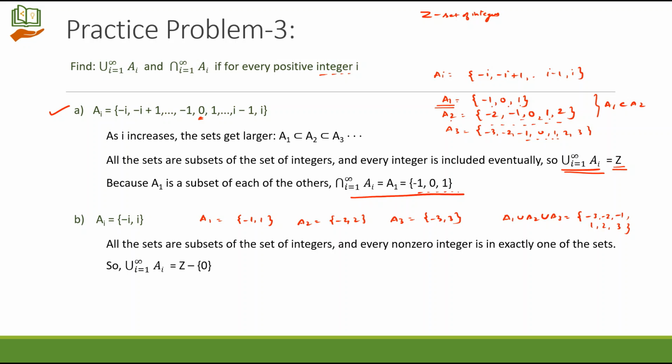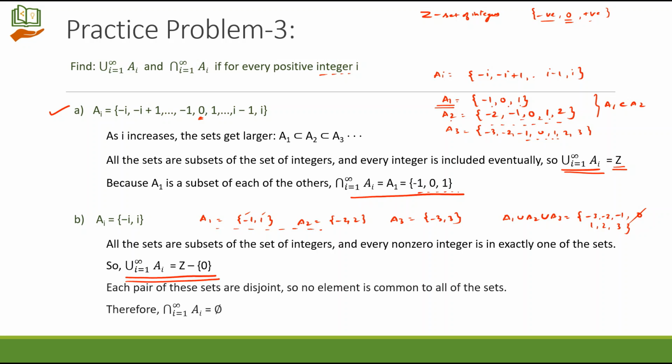What is missing in this integer order? 0 is not there. That's why they have mentioned the union as the set of integers Z minus the element 0. The set of integers should actually include negative numbers, 0 and positive numbers. Negative number is taken from the first element and positive number is taken from the second element. Do you have any scope for getting 0 in minus i comma i? No. So we are excluding the 0 from the union.